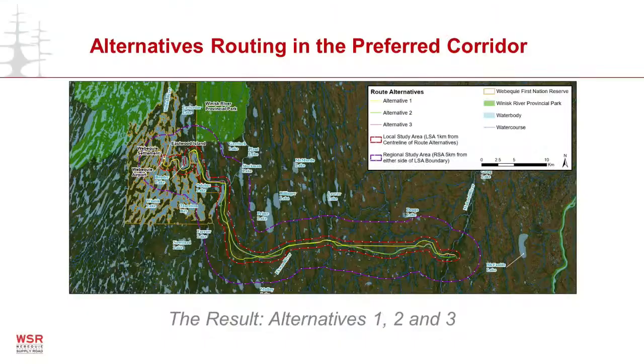And then making sure the road stays close to where the aggregate and rock sources are to limit haul distances for trucks for construction of the road. It keeps the cost down and it allows the road to be built faster as well. So lots of factors were considered in routing within the preferred corridor. And if we can put up the final slide, all of this hard work resulted in three alternatives, the three that I mentioned to you before.